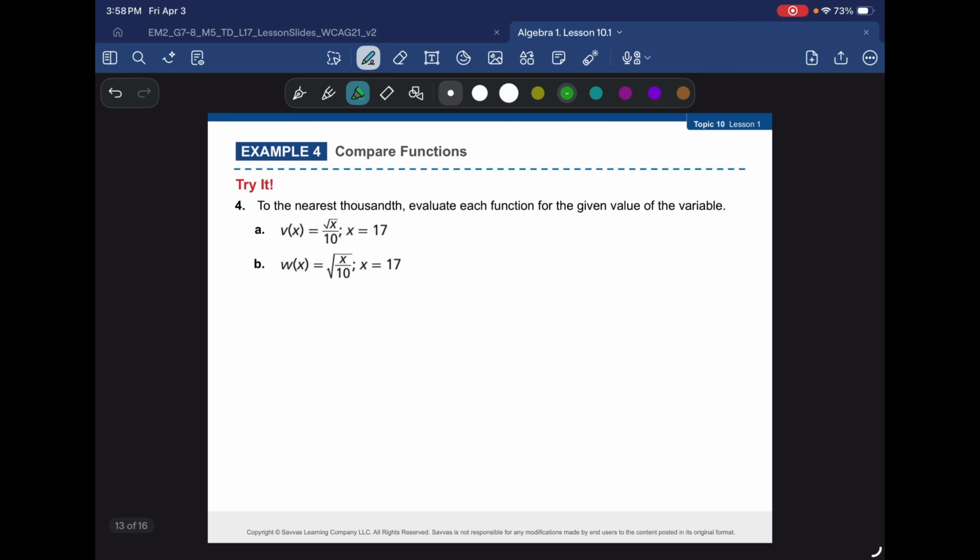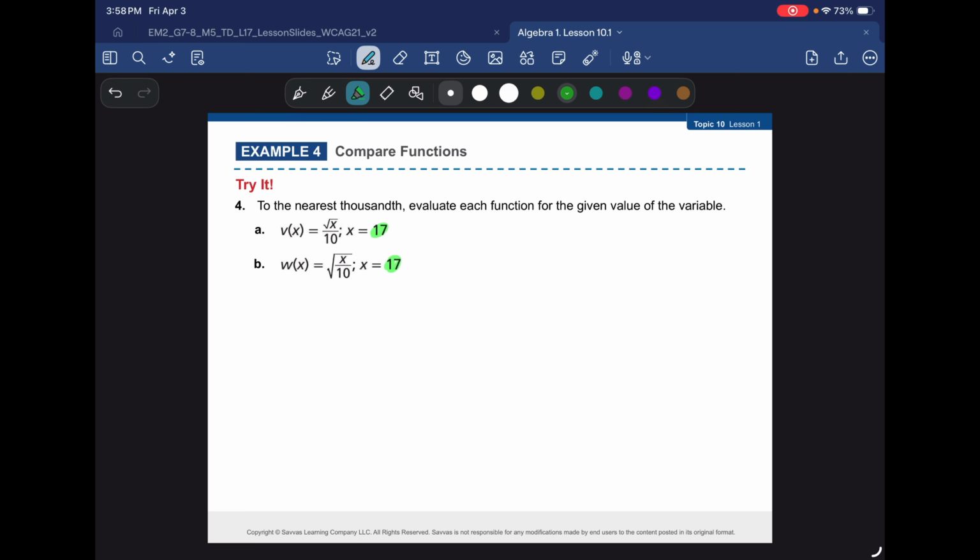All right, let's look at the try it. Again, we're going to be evaluating the function given a specific input, and it says to round to the nearest 1,000. So here our input is 17 for both of them, but what's different in the functions? For part A, for v of x, we're taking the square root of x and then dividing by 10.